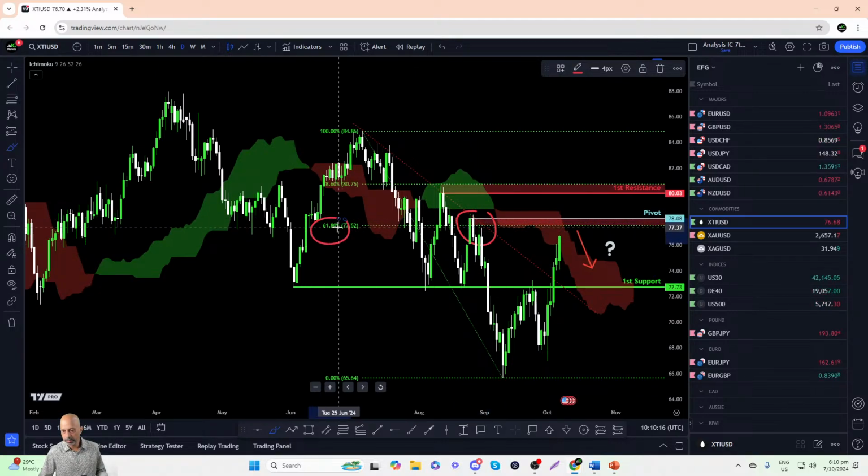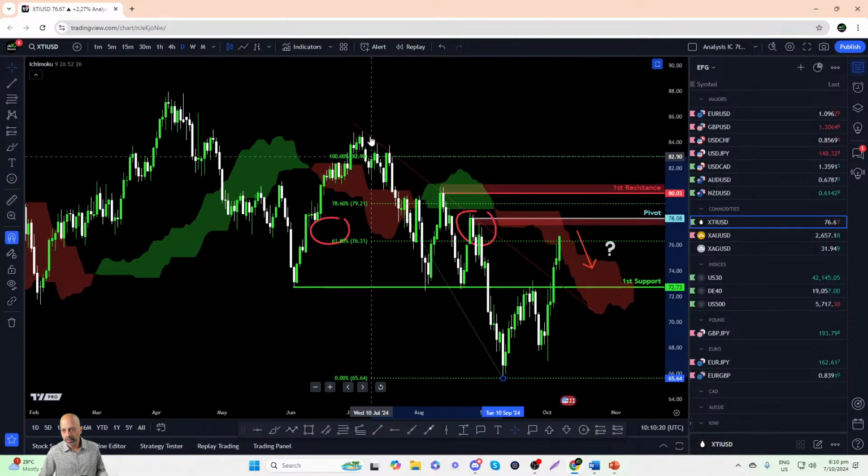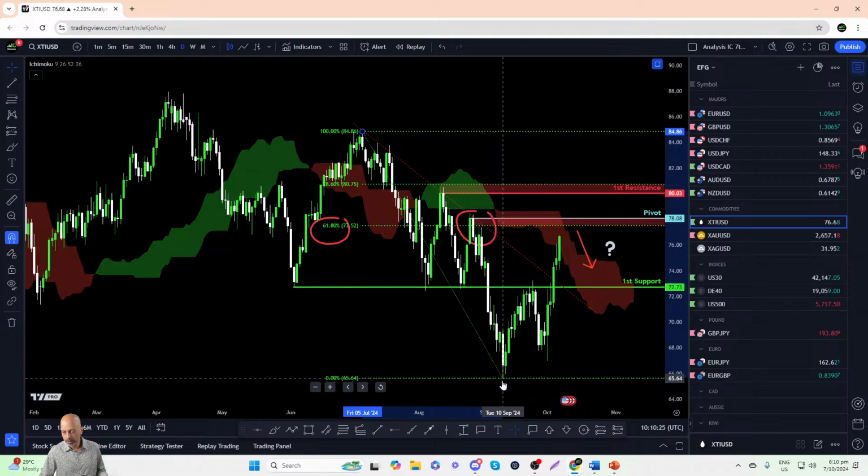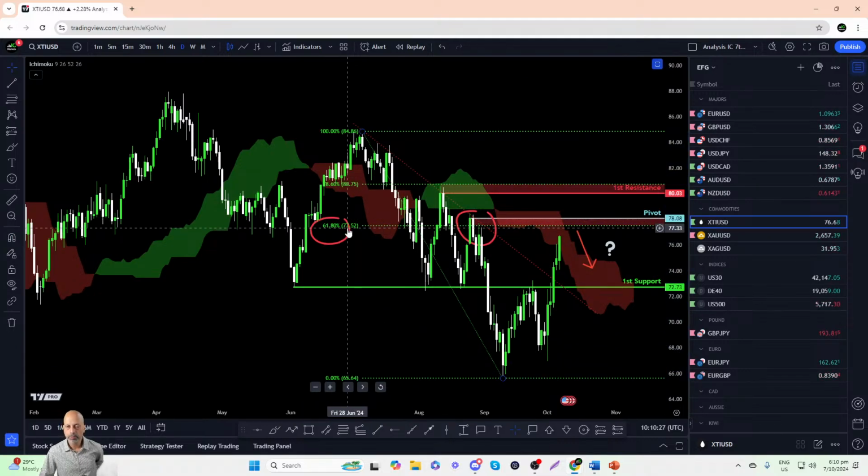That's accompanied by a Fibonacci retracement at 61.8%. So we found this retracement level by starting from this swing high on the 5th of July, going down to this swing low here on the 10th of September. We can see the 61.8% retracement level aligned pretty well with the swing high resistance, which is the pivot. So that means this is a pretty strong resistance area.